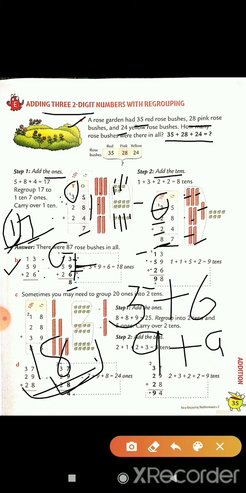So which is a bigger number here? 5. Then 6, 7, then 8 and then 9, because 2, 1 and 1 are there. So our answer is 9 tens. So at the place of tens we need to write 9 and our answer is 98. Got it, students?